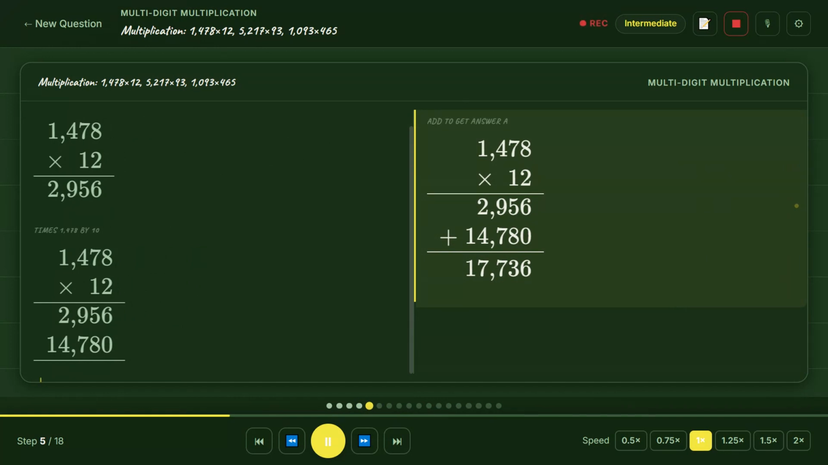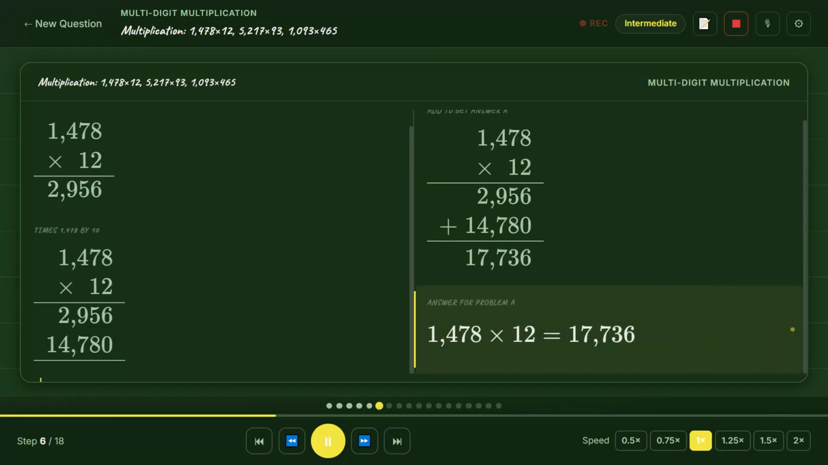Now we add 2,956 and 14,780 together. 6 plus 0 is 6. 5 plus 8 is 13, write 3, carry 1. 9 plus 7 plus 1 is 17, write 7, carry 1. 2 plus 4 plus 1 is 7. Then 1. Our answer is 17,736.